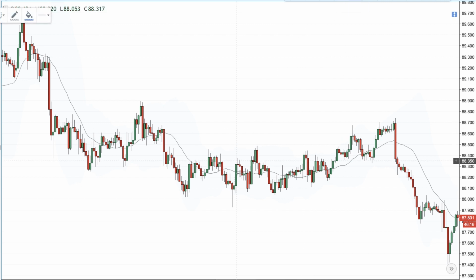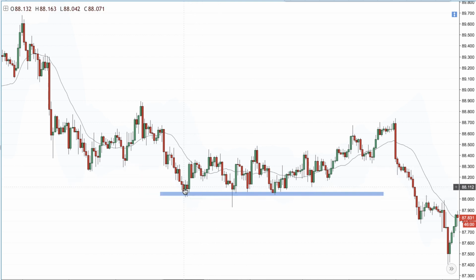Usually when I draw support and resistance, I don't like to use just thin lines, because price is a very dynamic thing, and just using thin lines is just not going to cut it. So I usually prefer to use support and resistance zones. So here we have a very strong support zone.